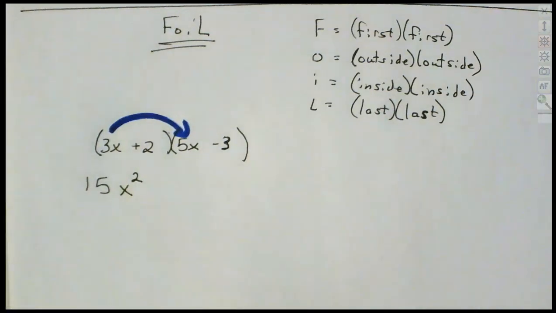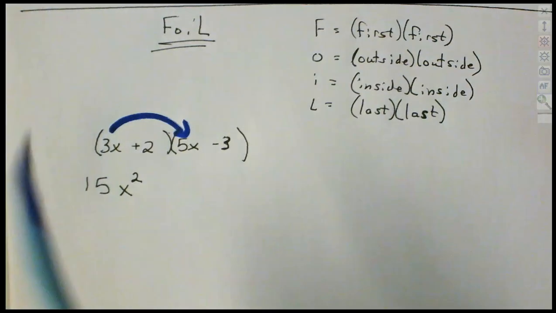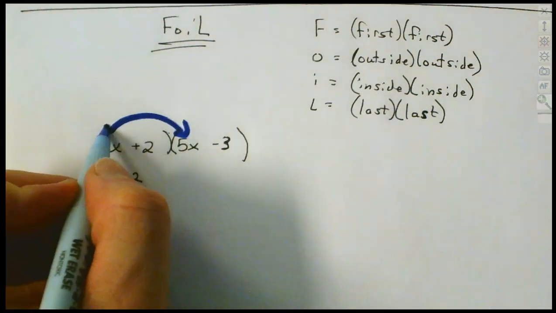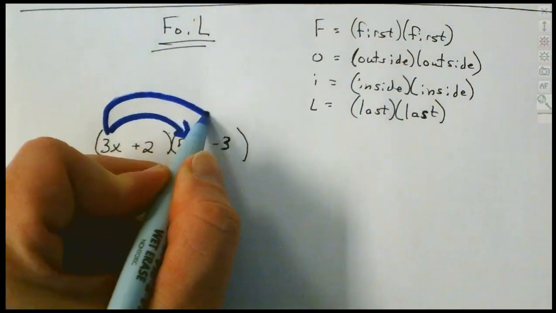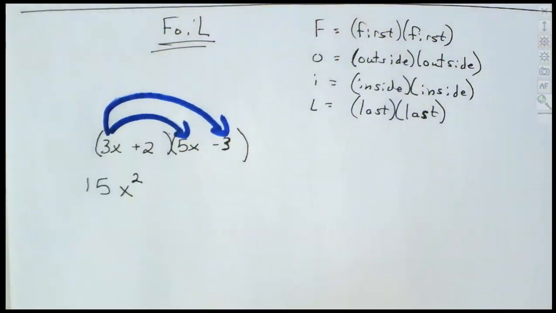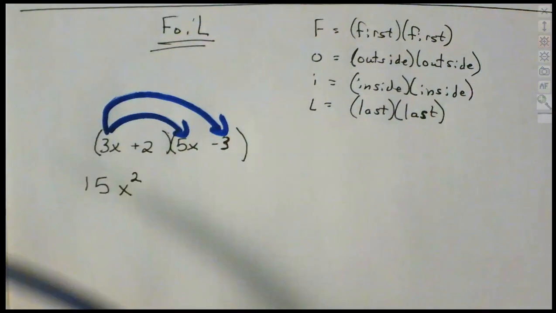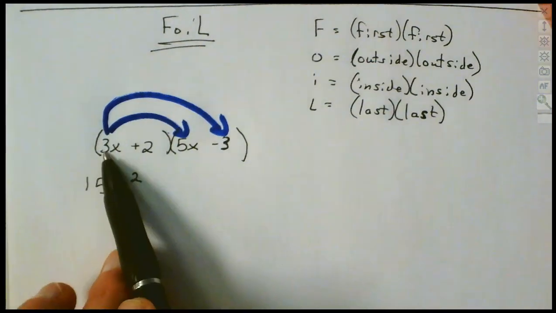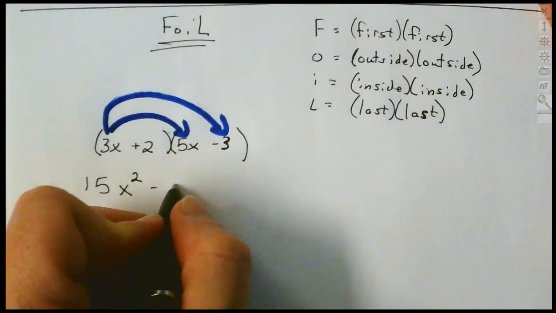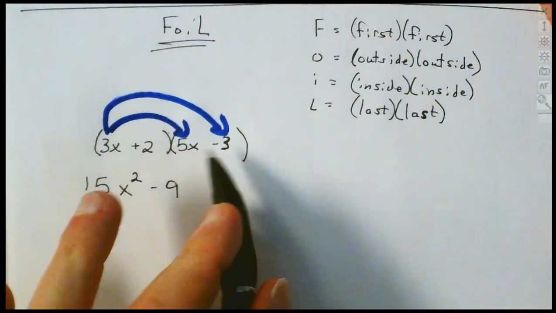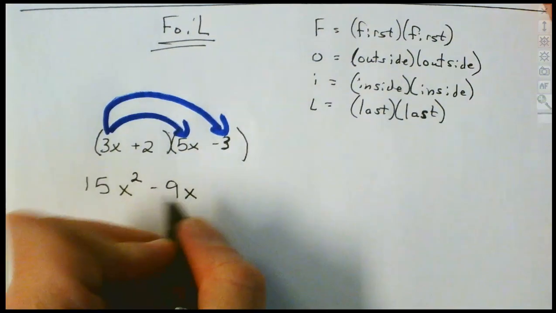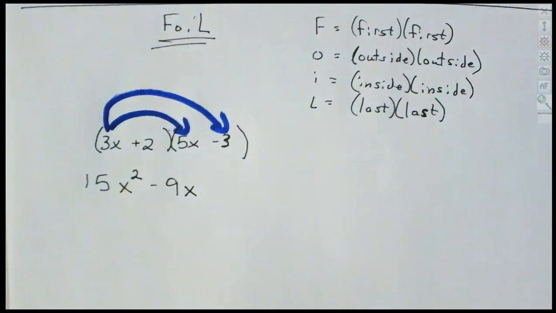Then we look at the outside times the outside. So the outside times the outside is right there. Okay? Outside and outside. And what is that going to be? 3 times a negative 3, that makes it a minus 9. And only 1x, so that makes it a minus 9x there. And we're going to do several of these. FOILing is very easy to do.